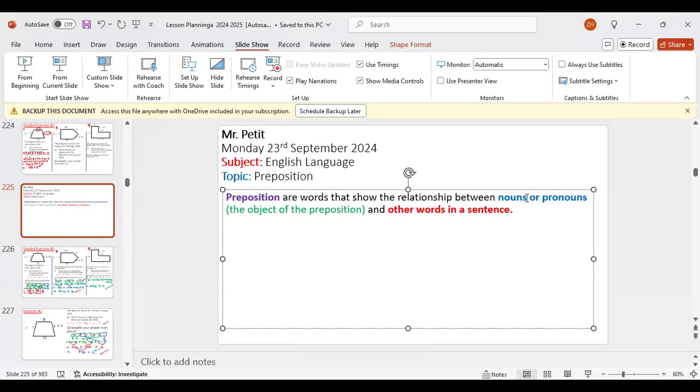What else do prepositions do? Well, they establish context.